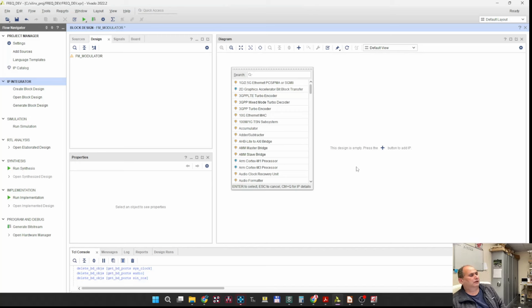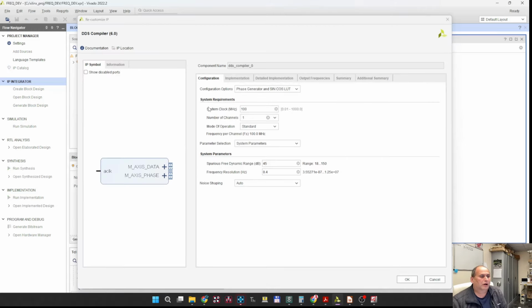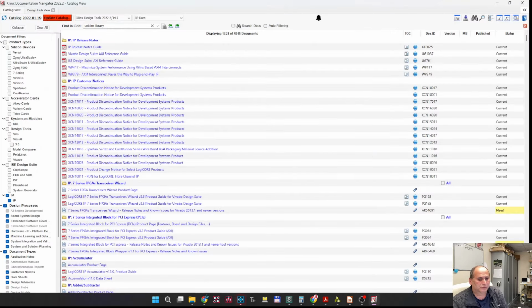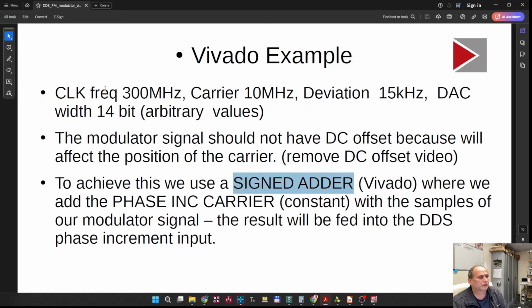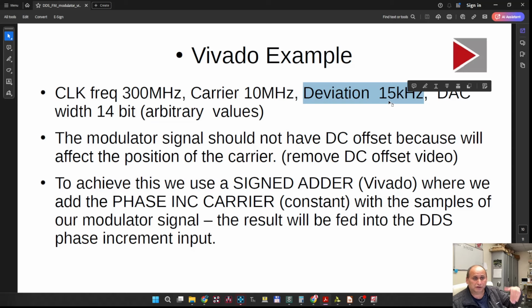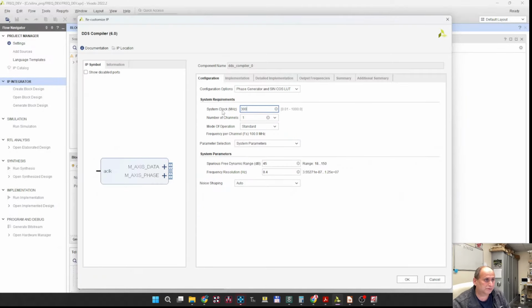Okay, let's start by adding the DDS, right? So DDS compiler. Okay, so we have the DDS here. I'll go pretty quick, and I'll try to stay on the relevant side. So we have some design parameters that we choose. We said that the clock frequency of the system is 300 megahertz. We want to generate a carrier of 10 with a deviation of 15 kilohertz. So this 10 will deviate up by 15 kilohertz or down by 15 kilohertz. The DAC has 14 bit. Those are the design values. So let's go back here. So we say here 300 megs.